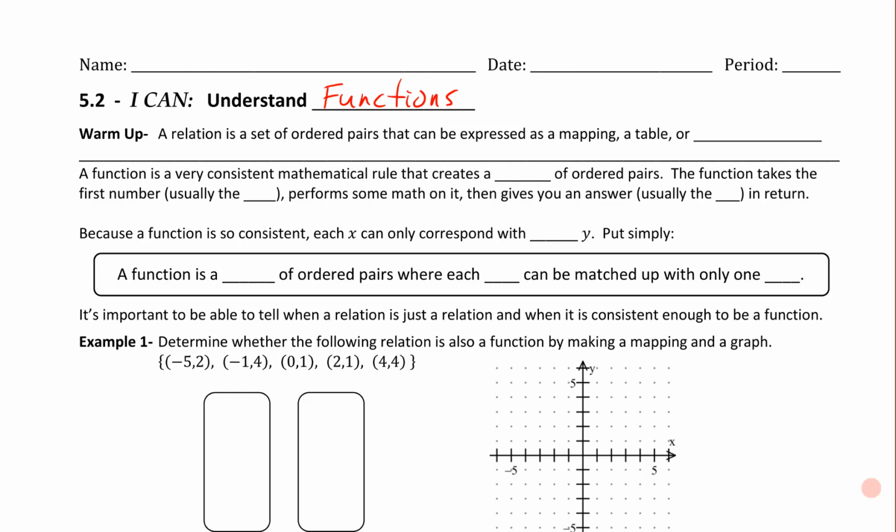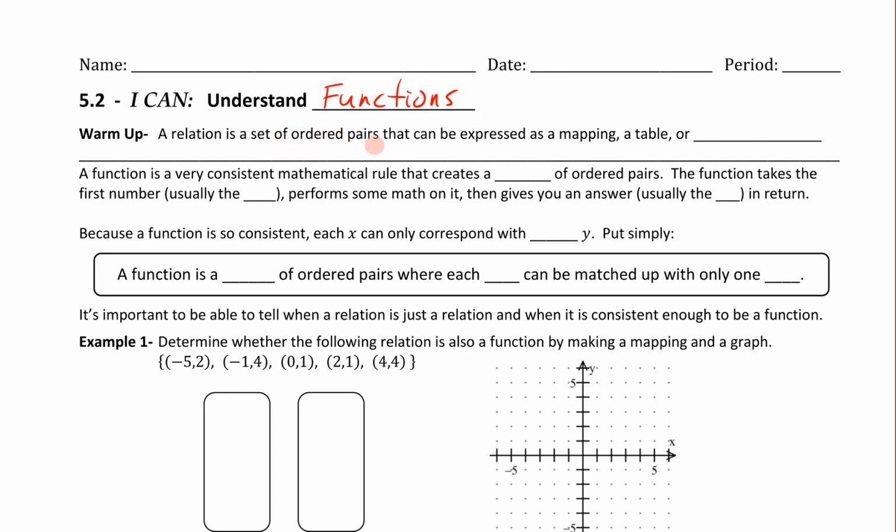Alright, after dealing with relations in the last section, we're now ready to talk about something called a function. And a function is a very special type of relation. So let's remind ourselves of what a relation is. A relation is a set of ordered pairs. Okay, that's the definite need right there. We've got to have a set of ordered pairs.